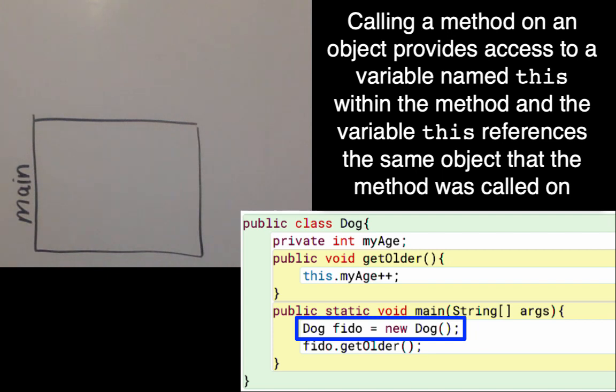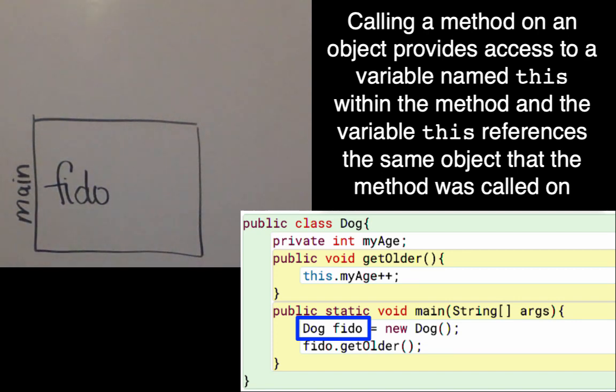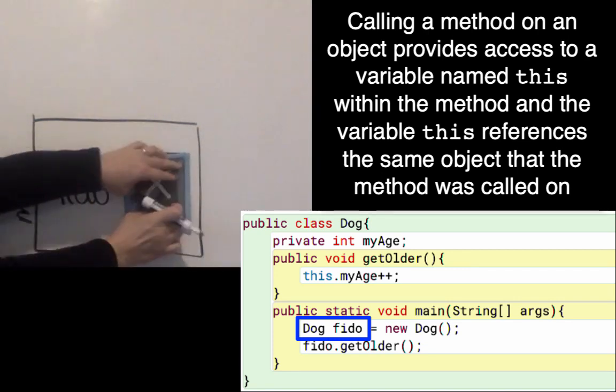Okay, my first line of code says Dog fido = new Dog(). So I start on the left-hand side. That creates a local variable with the name fido. And fido is a variable that can reference a Dog object. So we represent that with one of these little pockets.